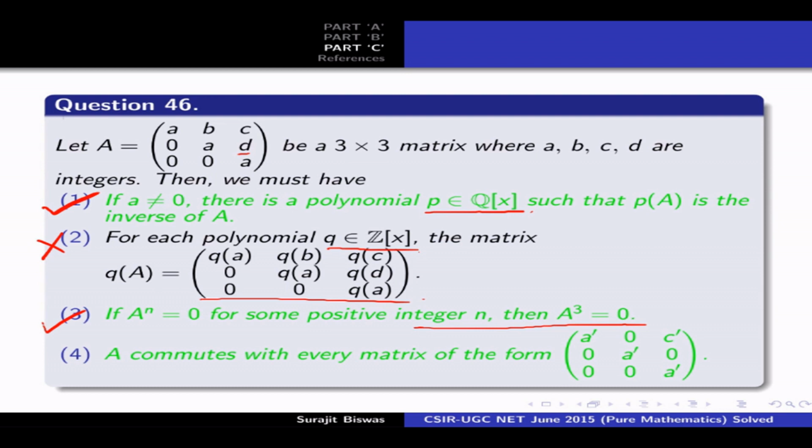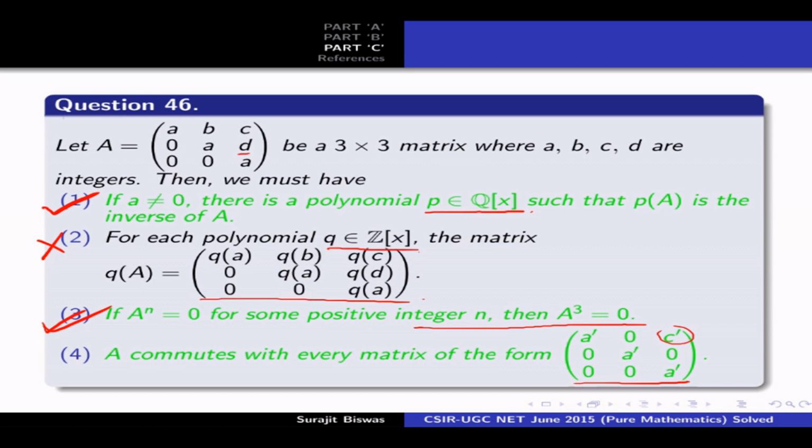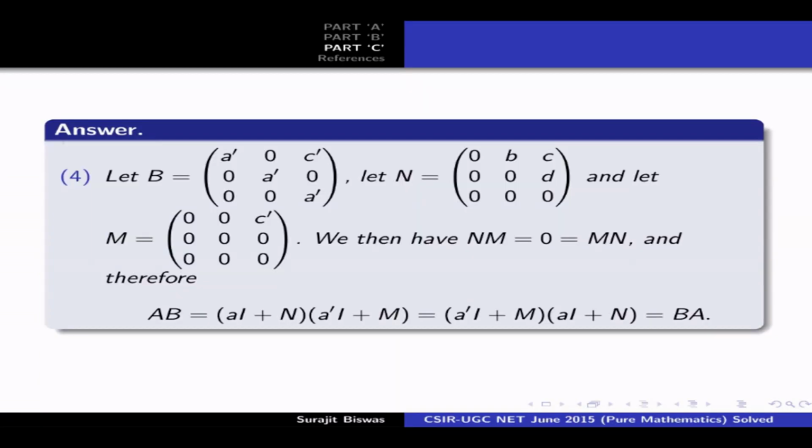And for the fourth one, A commutes with every matrix of the form this. In the principal diagonal we will have a dashed, and in the top upper corner we will have c dashed. All the other elements are 0. Since the diagonal element doesn't create any problem for commutativity, we will take the diagonal out so that we can make the computation a bit simpler. And so therefore we will use this notation.